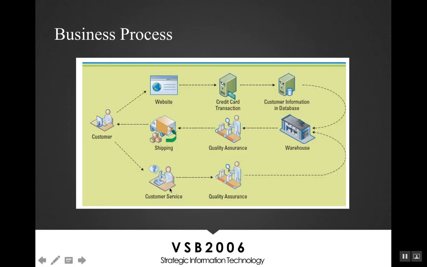And here's just a diagram of what we call an order to cash process. A good example of order to cash is Amazon, probably the best example. The customer logs onto the website, goes to purchase something, applies a credit card or whatever payment form, and their shipping and other information is saved.